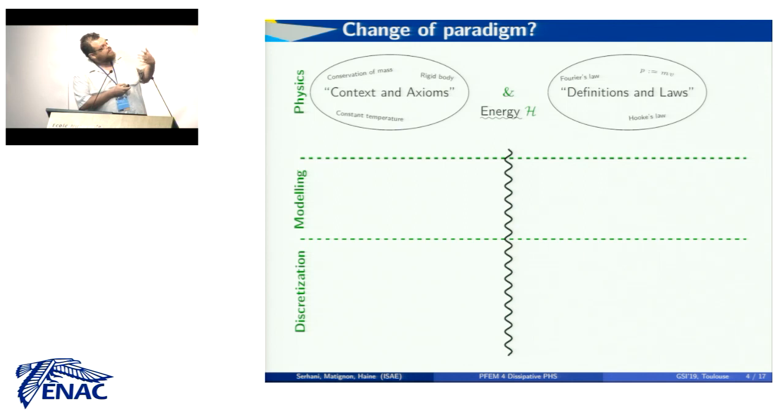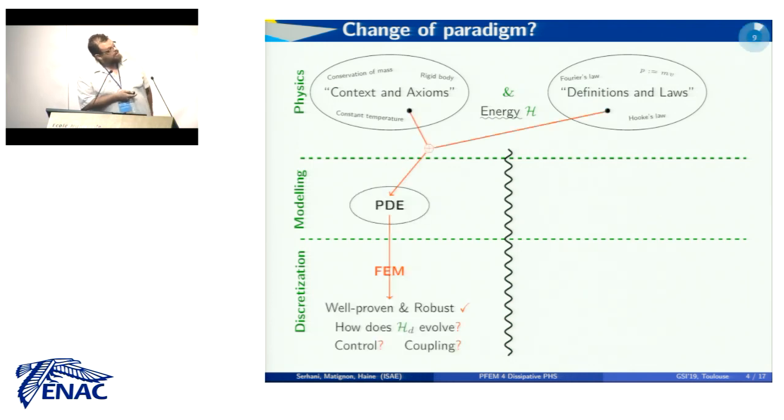So you start with a context and axiomatics, conservation of mass for instance, and on the other side you have constitutive laws coming from assumptions on your experiment. What we are interested in is the evolution of some sort of energy, the Hamiltonian, which can also be the entropy, depending on what you want to observe. Usually in the PDE community, we mix both, meaning that we plug the laws directly into the equations, obtain a PDE, and then apply the finite element method. So the question is, in that manner, how do I define my discrete Hamiltonian, and how does it evolve?